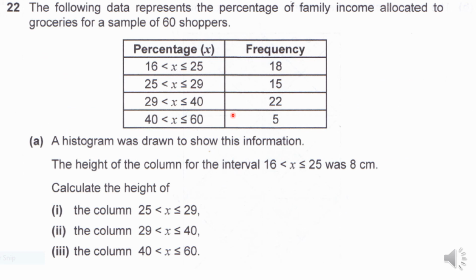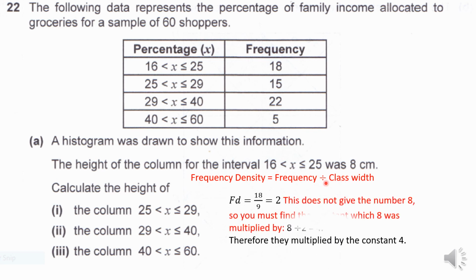Right, so the following data represents the percentage of family income allocated to groceries for a sample of 60 shoppers. The histogram was drawn to show this information. However, you need to understand they give you some constant value here. Frequency density is equal to the frequency divided by the class width, as you should know. But this does not give the number 8 when you divide 18 by 9. The 9 you get from 25 minus 16, and you get a 2. So it doesn't give us the 8 that was suggested here.